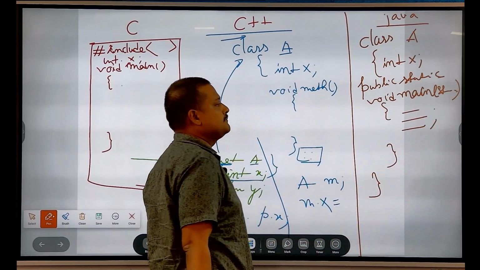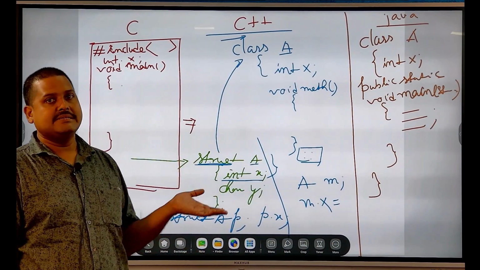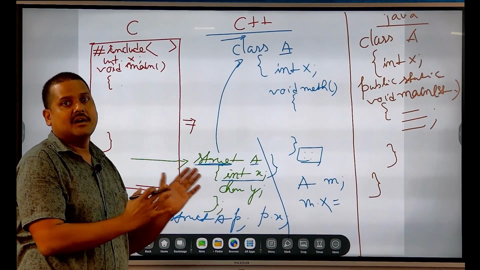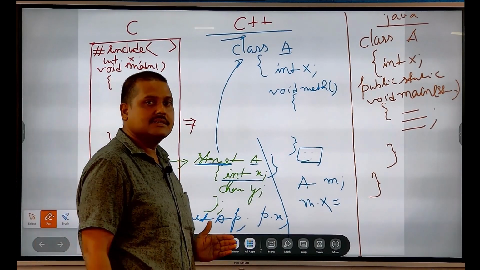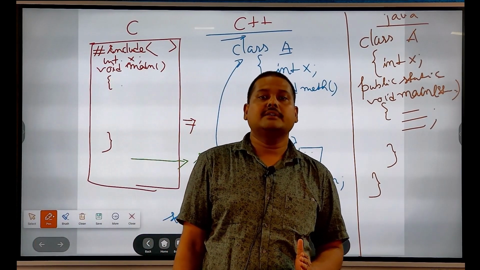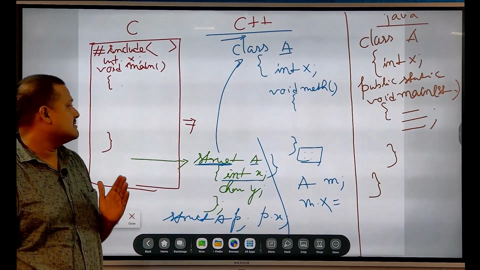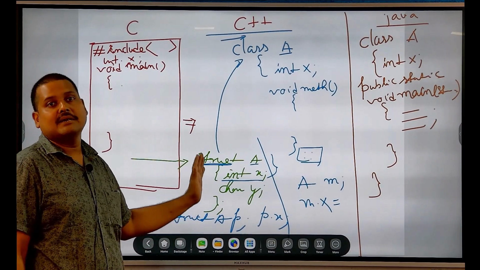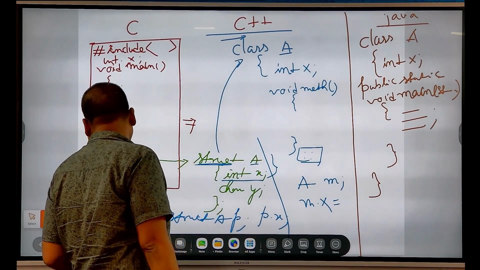So, this is the basic difference or basic similarities, or we can say this is like a comparison of the syntax between three languages. C language is fully structured language, it is not an object oriented language. C++ is a partial object oriented language, and Java is a fully object oriented language.